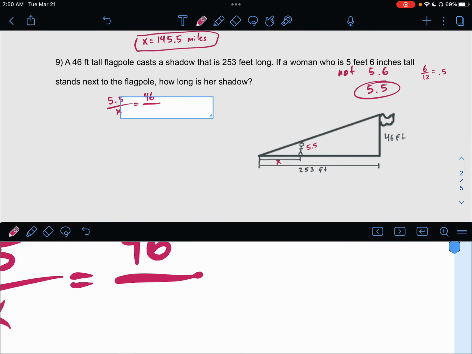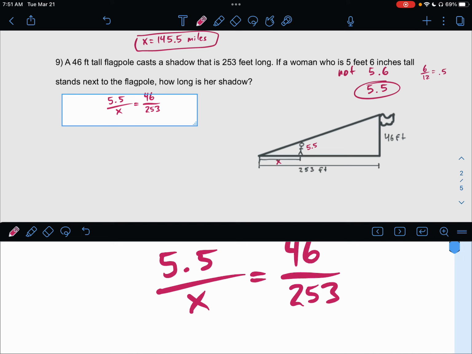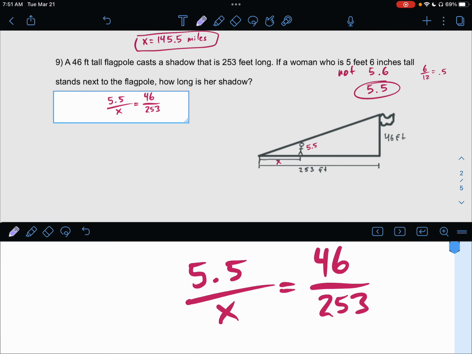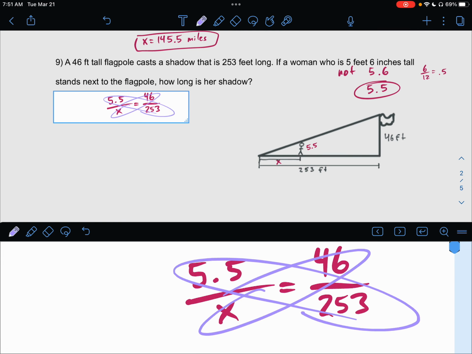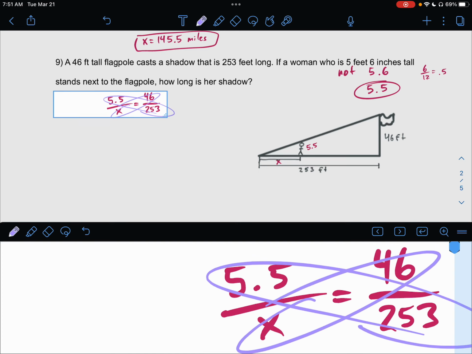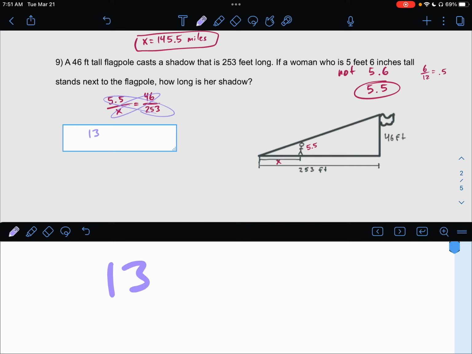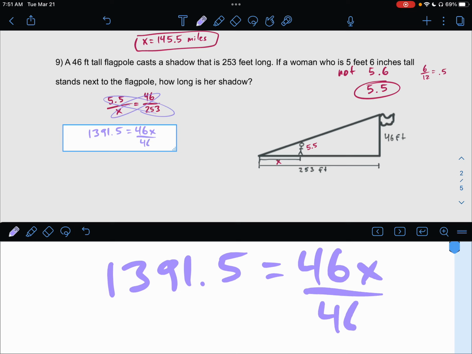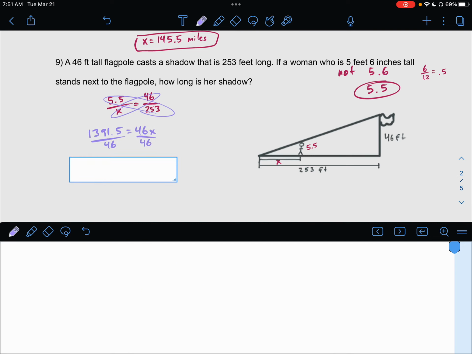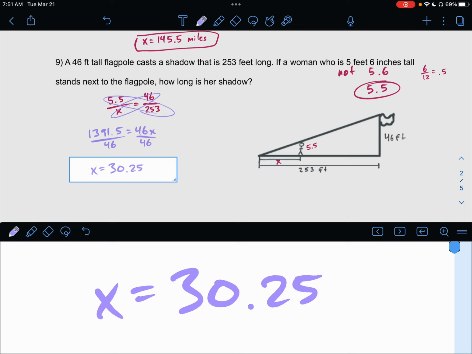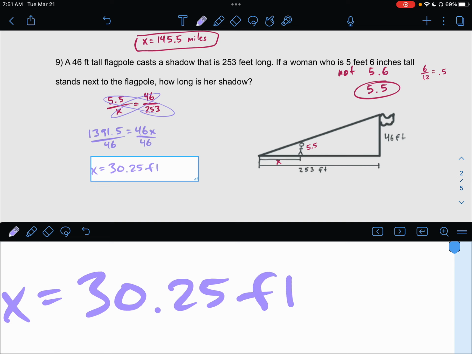So 46 over 253. So again, just keeping it consistent, I'm doing height over shadow, height over shadow. From here, I'm going to cross multiply and solve. So 5.5 times 253 is going to give me 1,391.5. 1,391.5 equals 46x. Divide both sides by 46 there. So that's going to give us x is going to be 30.25 feet. So she's going to be casting a shadow that's 30.25 feet long.